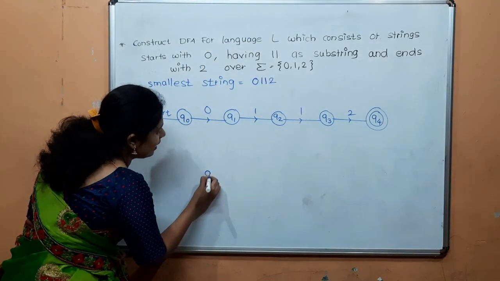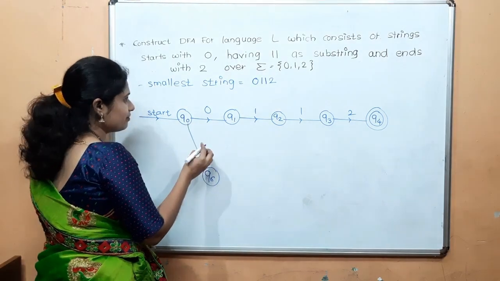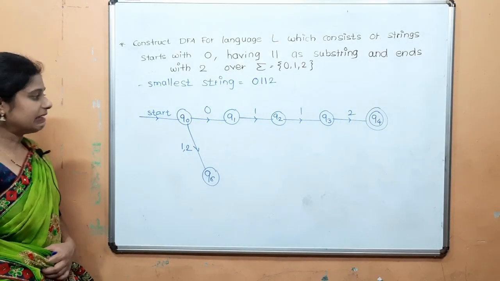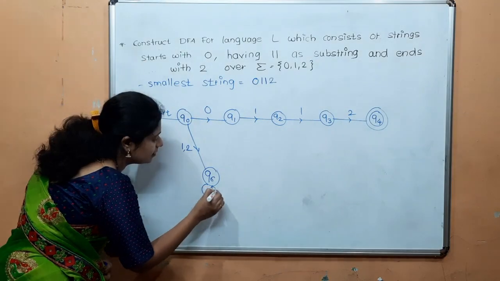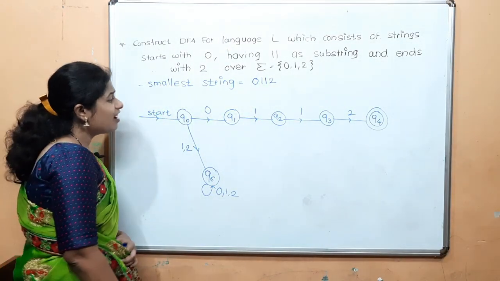So here we can add one more state, that is the dead state. If the string starts with 1 or 2, it is invalid, so it goes to the dead state. We can also use the self loop of 0, 1, 2.